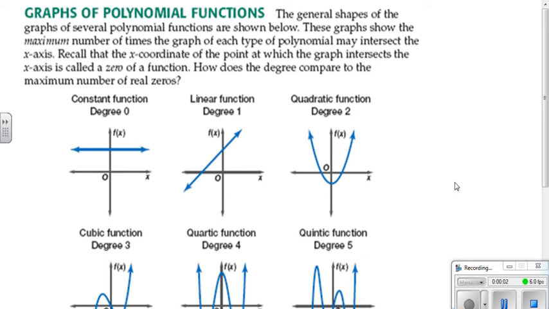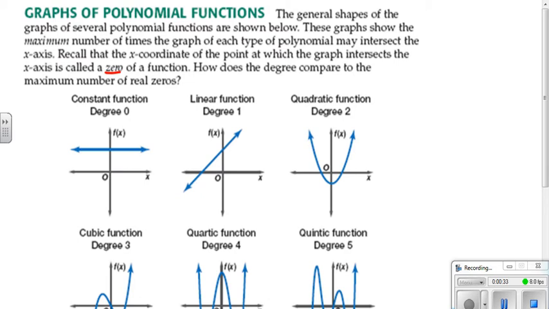Continuing on our 7.1 lesson, we're going to be looking at graphs of these polynomial functions. These are just the general shapes of how they normally look. Obviously, there are some differences in how each one will look, but in general, this is how these functions are going to look. Now, recall that the x-coordinate at the point where the graph intersects the x-axis is called a zero of the function. So any zeros that we have is whenever it crosses the x-axis.